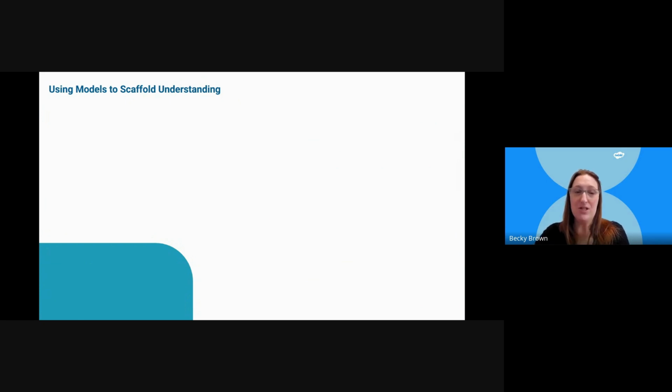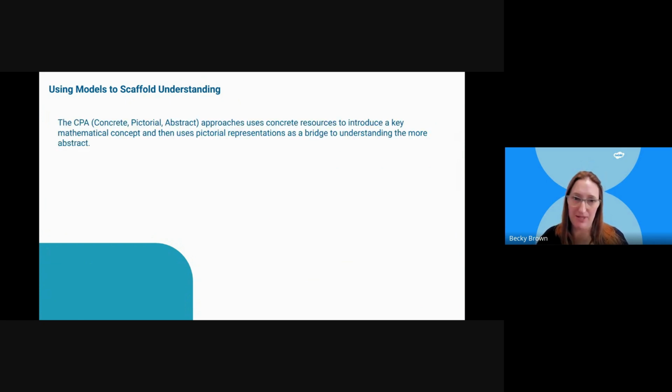I've mentioned a couple of times about how we might use models to scaffold understanding in maths, but I do always think in all of these sessions it's worth just mentioning it again. The CPA, or concrete pictorial abstract approach, is very common in maths classrooms now, hopefully in every classroom, and it's about starting with concrete resources or manipulatives to introduce key maths concepts, then moving towards pictorial representations, either given or creating your own eventually, and as a bridge to understanding the more abstract.